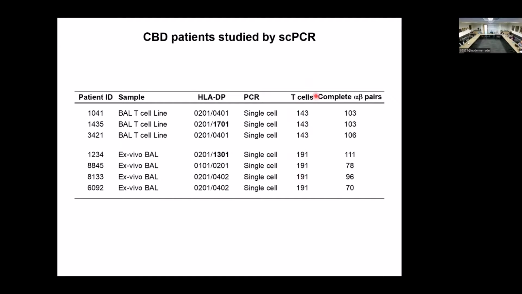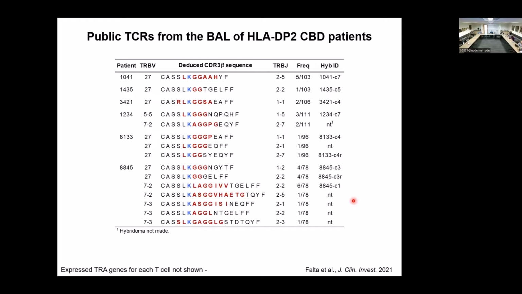We sorted these number of cells with the goal of obtaining around 100 alpha beta pairs, which we thought would be enough to give us a sense of what the repertoire is, if there's oligoclonal expansion and so on. So we did that, and this is an example of a public T cell receptor that was found in 6 of our 7 patients. Each line represents a single T cell receptor, in this case beta sequence. We also have the alpha data that I'm not showing you.